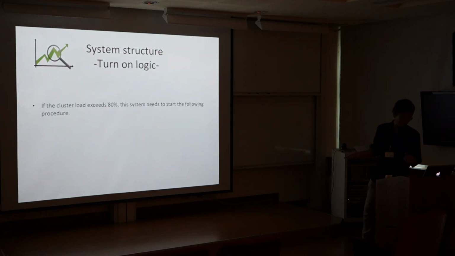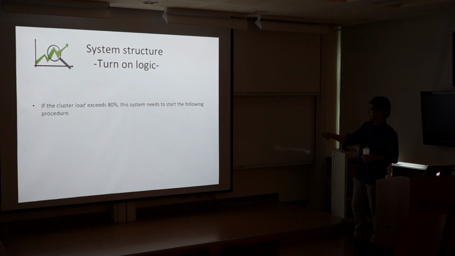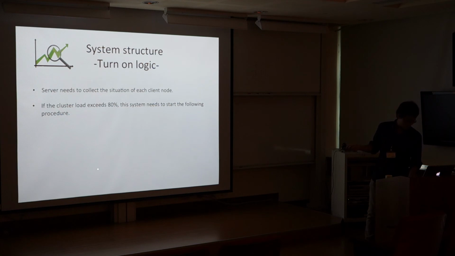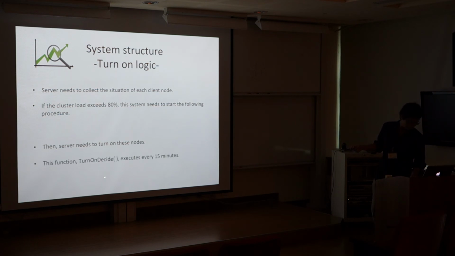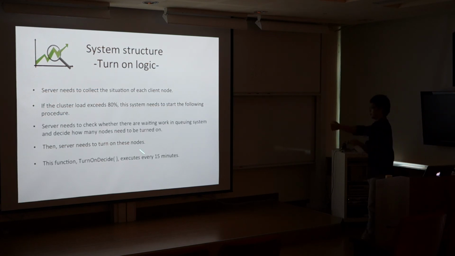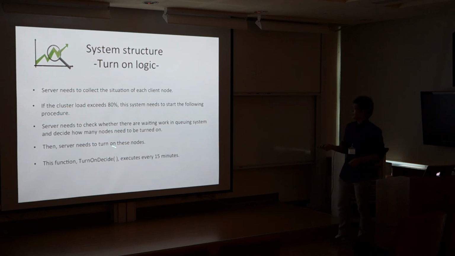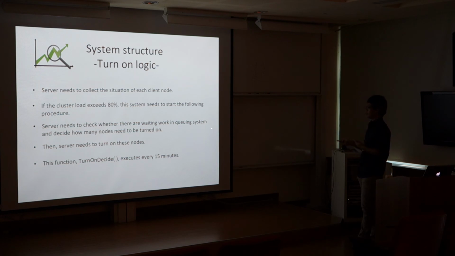Now I will talk about the turn on logic. If the cast load exceeds 80%, the system needs to start the following procedure. So if it's below 80%, it will not do anything. Here's the order. The server needs to check whether there is waiting work in the current system and decide how many nodes need to be turned on.